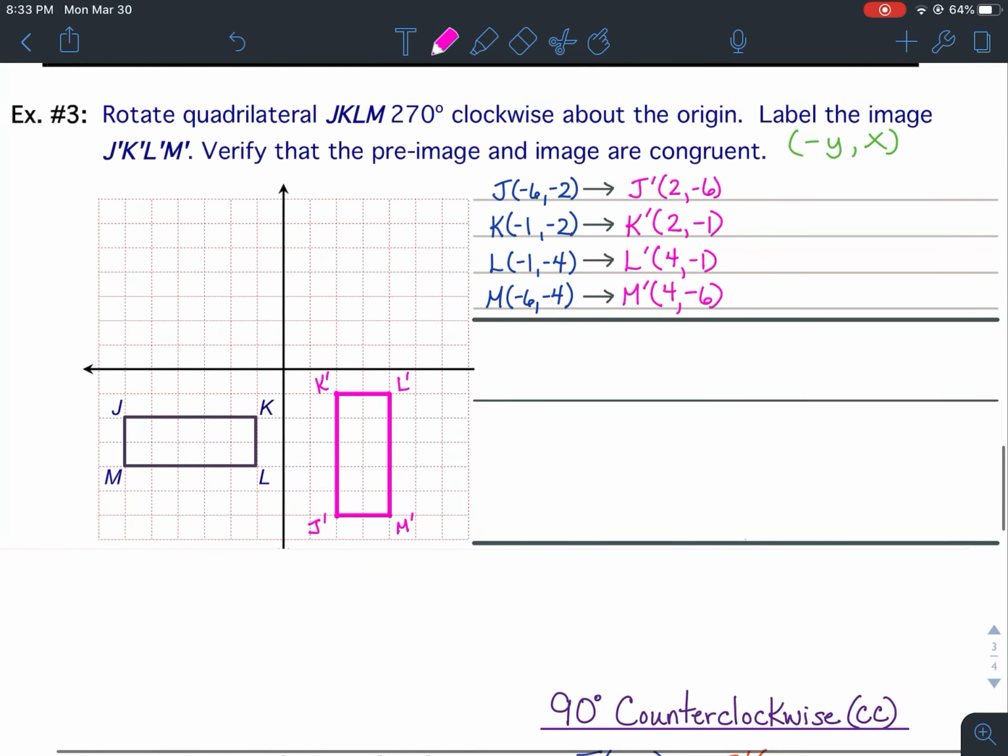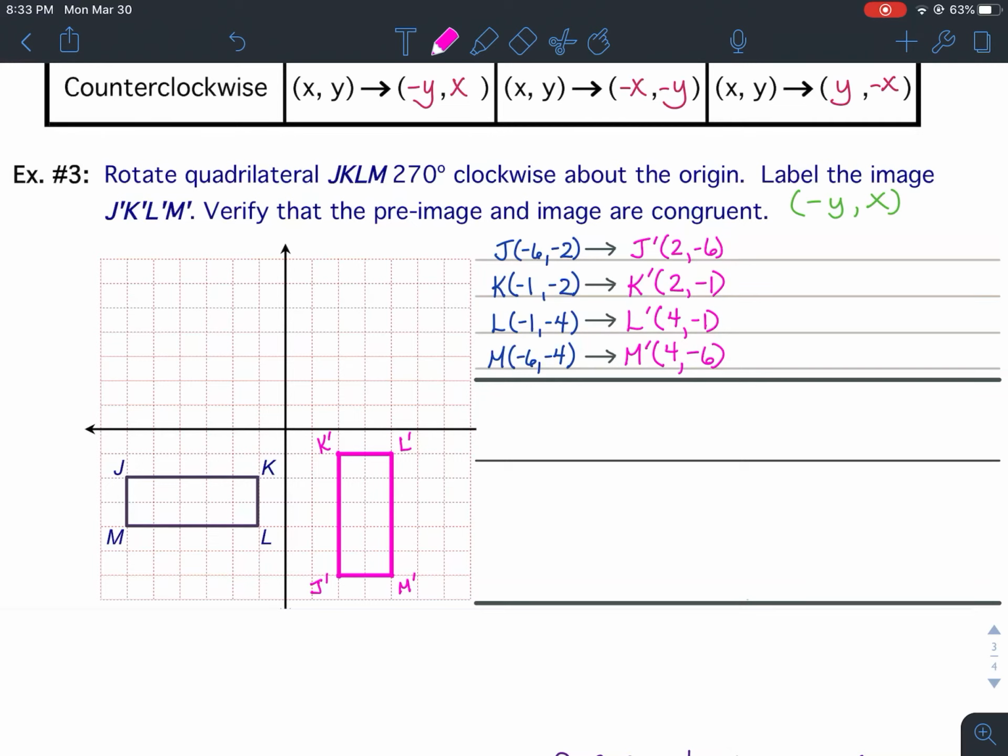All right, now we have to verify that the pre-image and the image are congruent. We've done this in the translation notes. We did this in the reflection notes. So we've done this before, and I'm going to try to make it as quick and painless as possible. The length of JK is 5 units. KL, 2 units. LM, 5 units. MJ, 2 units. K prime L prime, 2 units. L prime M prime, 5 units. M prime J prime, 2 units. J prime K prime, 5 units.